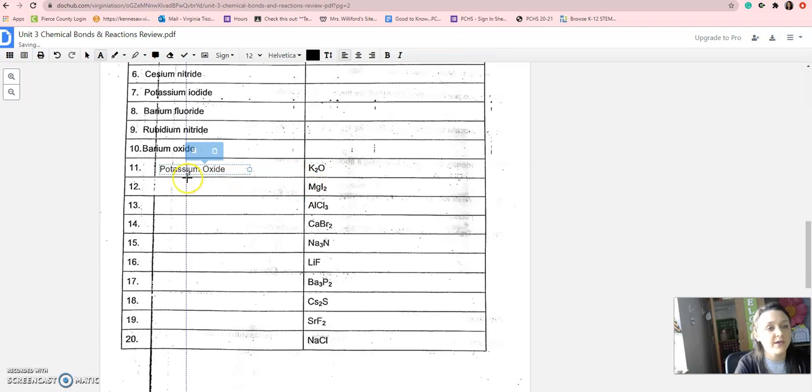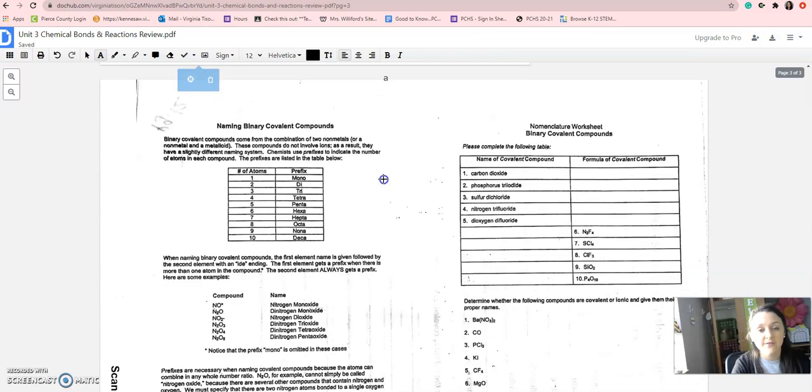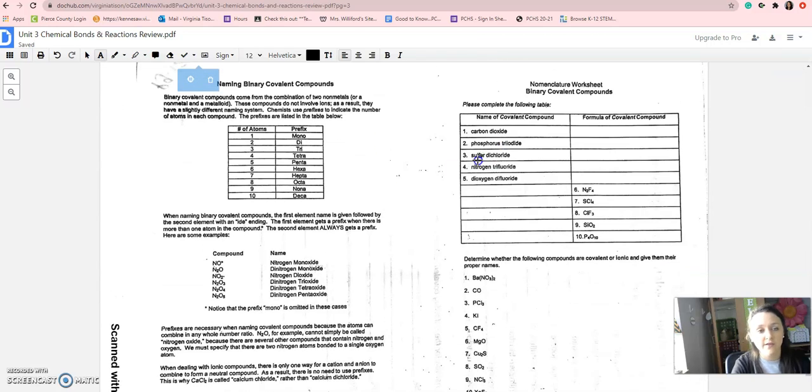Right here, same thing. Name of the metal, Mg, is magnesium. I is iodine, so I'm just going to put IDE on the end, iodide. All right, and that is for ionic. It's going to be really important that you remember you have to look and see if it's a metal and a nonmetal. If it is a metal, you use these rules. And if it's not, if it's two nonmetals, we're going to use our covalent rules.